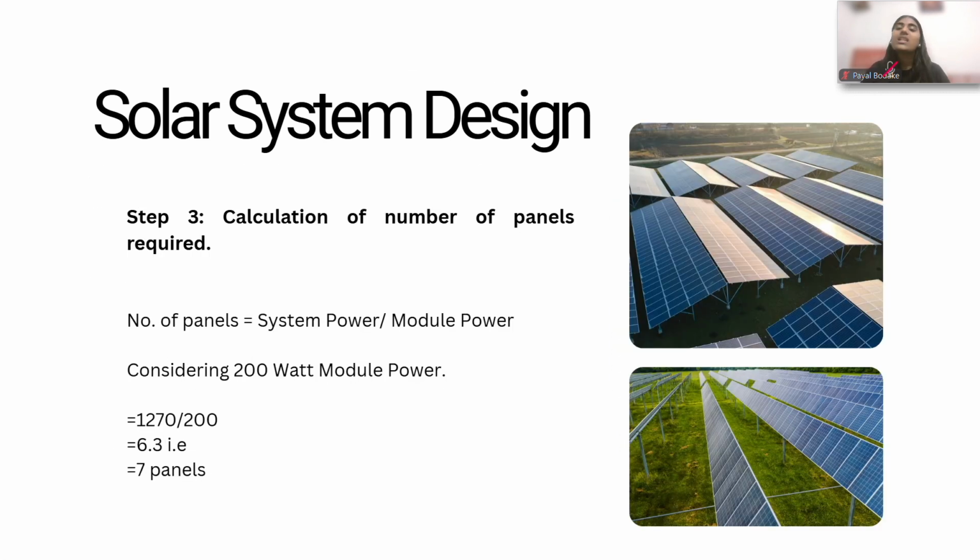kilowatts. So the next step is calculation of number of panels required, which is equal to system power divided by module power. Considering a 200 watt module power, so by dividing the system capacity in watts, that is 1270, by 200, that is the module power, we get 6.3, that is 7 panels of 200 watt.